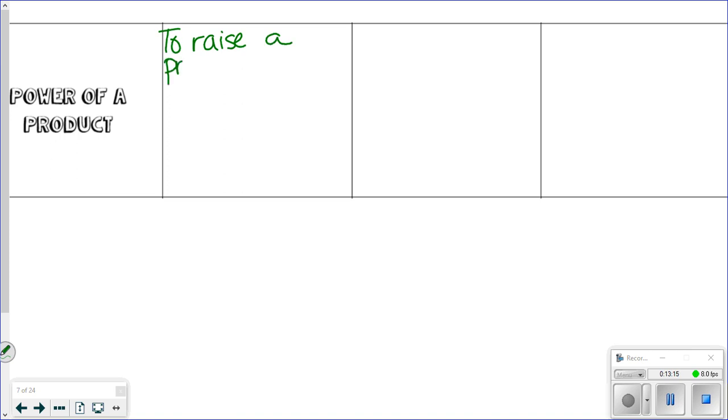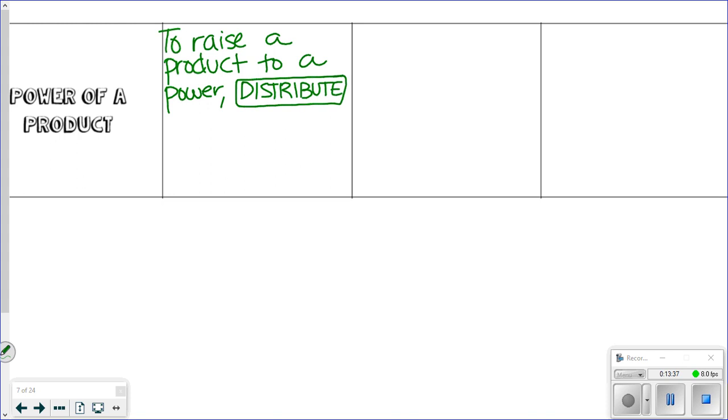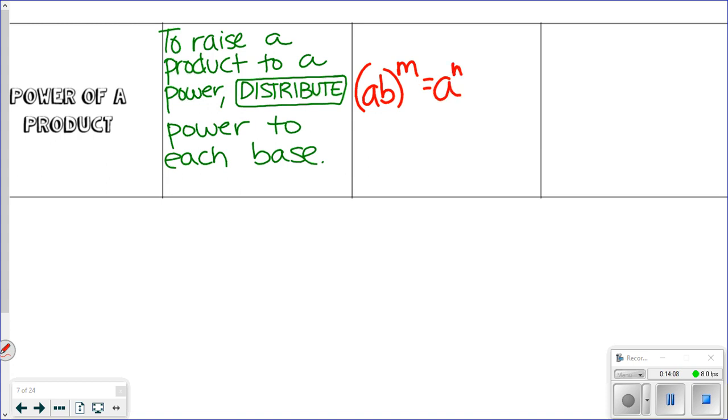To raise a product, which is a multiplication problem, to a power, we can distribute the power to each base. So this M goes to the A and the B.